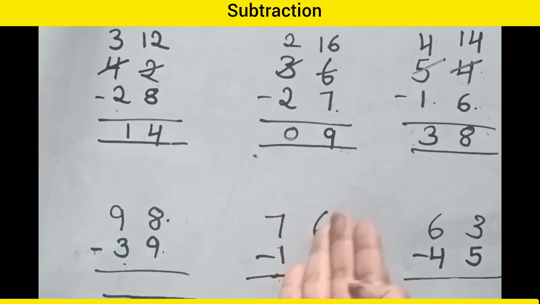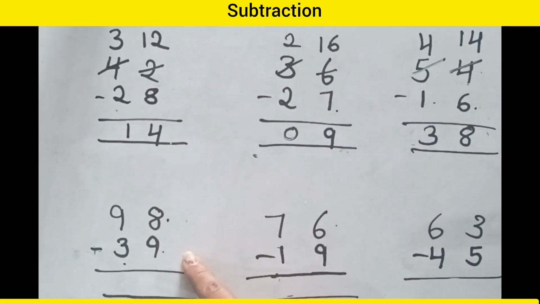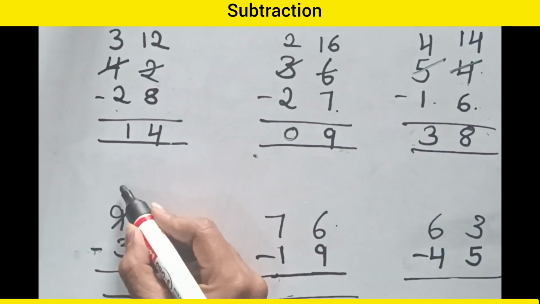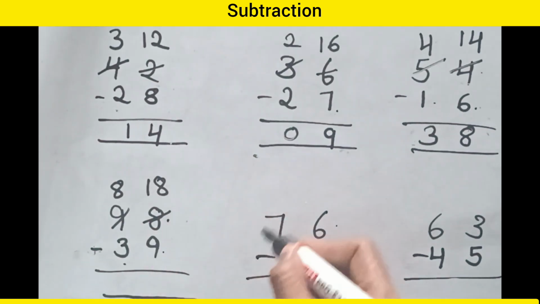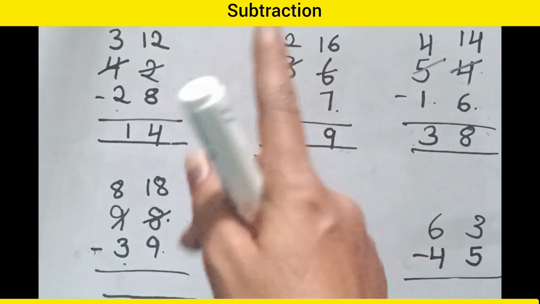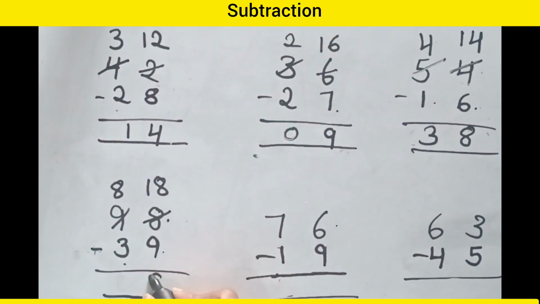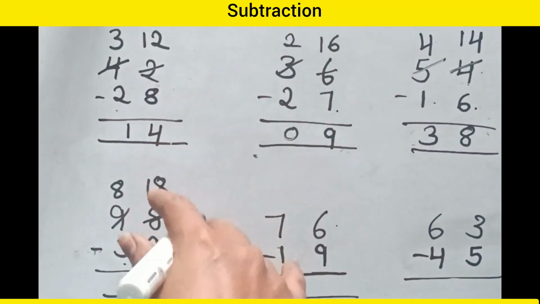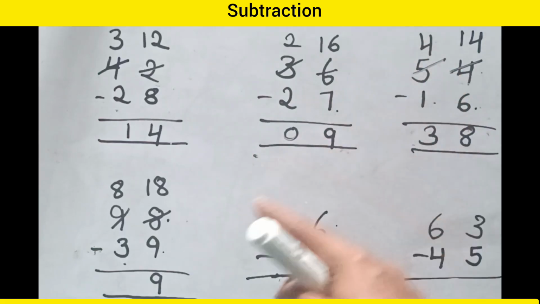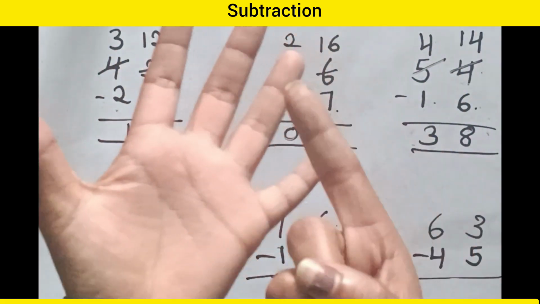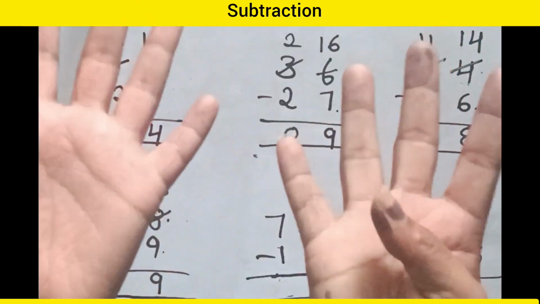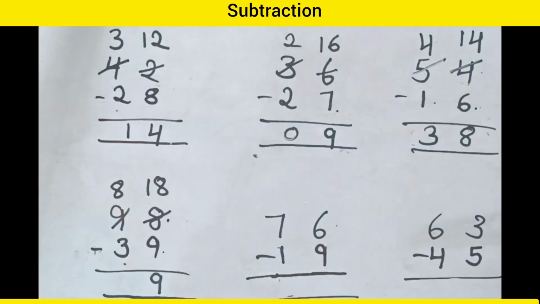Now subtract 9 and 8. First we have to take carry because 8 is smaller than 9. It will become 8 and it will become 18. And 9, 2 is 18. Means our answer is 9. But we'll check with forward counting: 9, 10, 11, 12, 13, 14, 15, 16, 17, 18. 5 and 4 gives us 9.